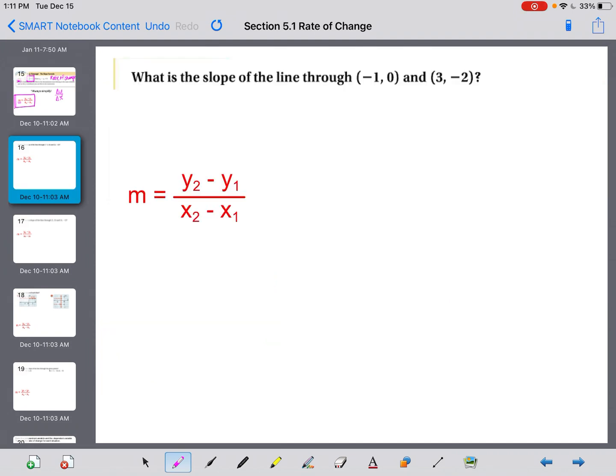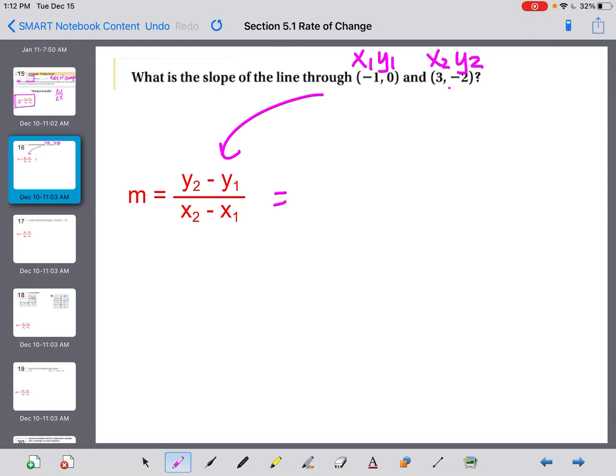All right, what is the slope of the line through these 2 points? I highly recommend that you label each of these because the most important thing is that you don't put them in the wrong order when you're subtracting. So this is the first x, this is the first y, this is the second x, this is the second y. So now when I plug those numbers into this equation, it will get me the correct slope.